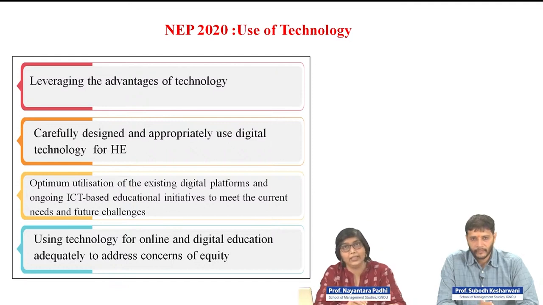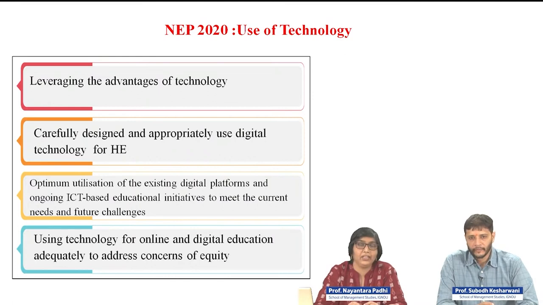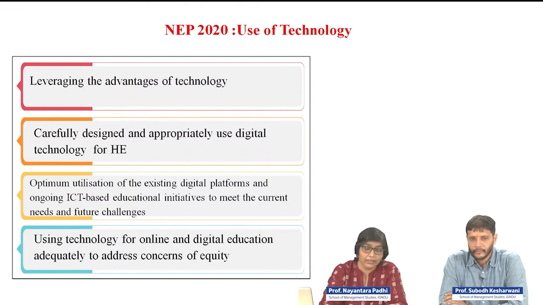These three things are very important in any aspect of education: that what we are teaching should be of high quality, it should have an equitable distribution, and it should be inclusive. All sectors of society should benefit from the teaching-learning process. So technology is definitely going to play a major role in all the aspects.